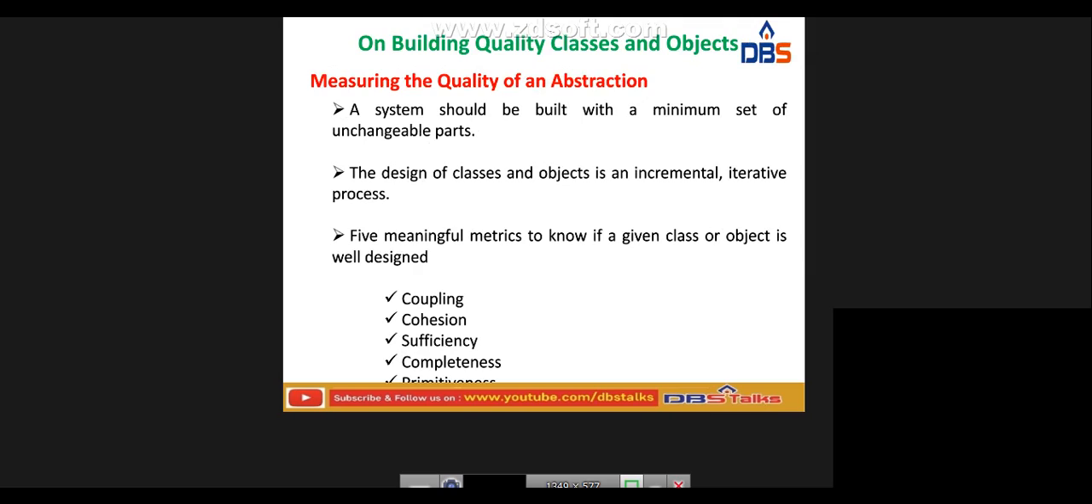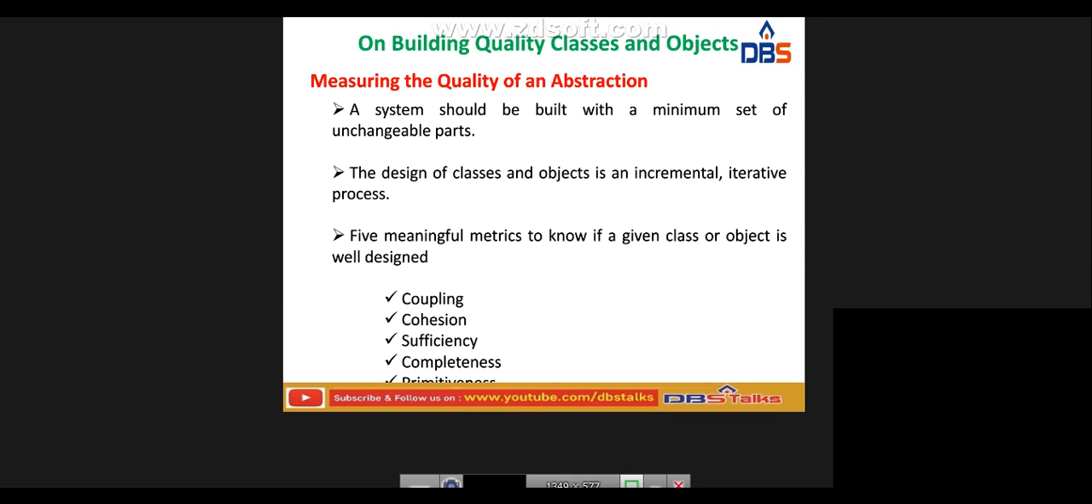Next, on building the quality of classes and objects, we can define the different types of measures of the quality of abstraction. The first one is that a system should be built with a minimum set of unchangeable parts. Whenever we construct a particular system, some of the parts are unchangeable. And next, the design of classes and objects is an incremental and iterative process.